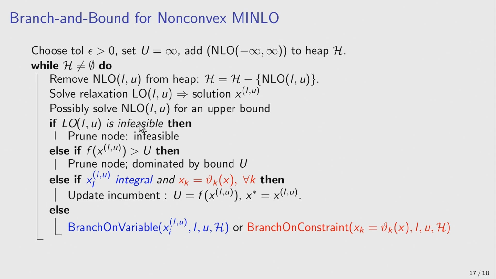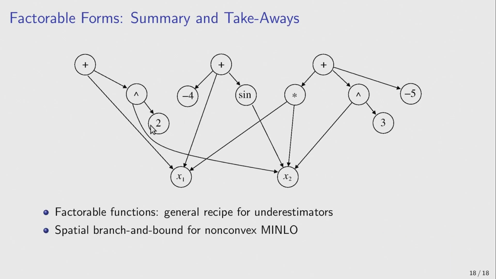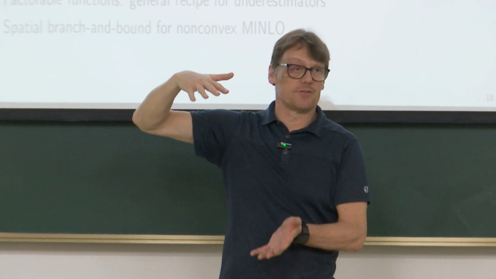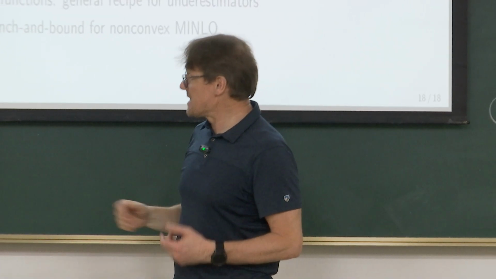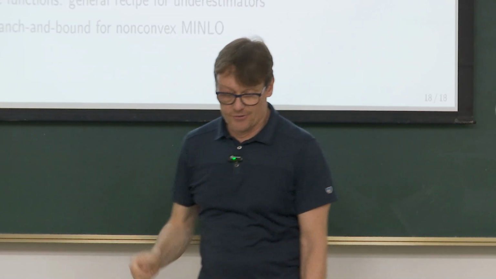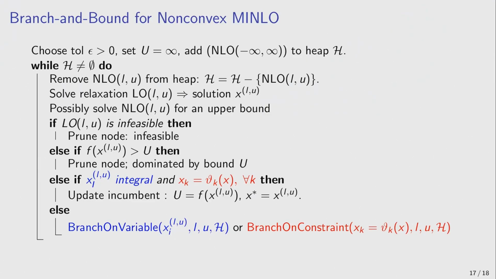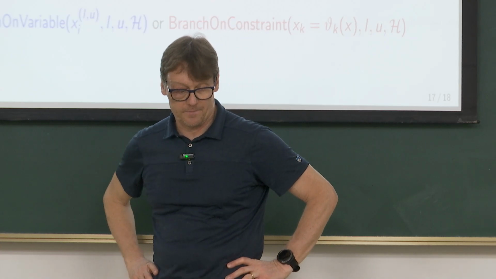If this linearization is infeasible, then because we constructed this linearization to include the feasible set of the true nonlinear function, we can prune this node. It's infeasible. We don't need to ever go back to this node. If the solution at this node is dominated by an upper bound that we've somehow constructed, then we can also prune this node because we already have a better solution.